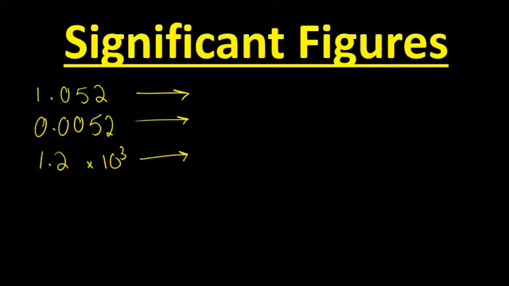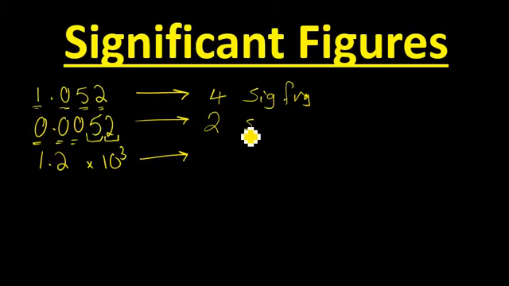So if we look at the first one, we can just count 1, 2, 3, 4. So that's 4 significant figures. And what about the second? Are we going to count these zeros? No. This is called the leading zeros. So in the leading zeros, we don't count them. So how many numbers are there? 5 and 2. So it's 2 significant figures.